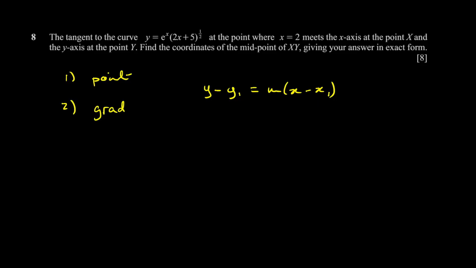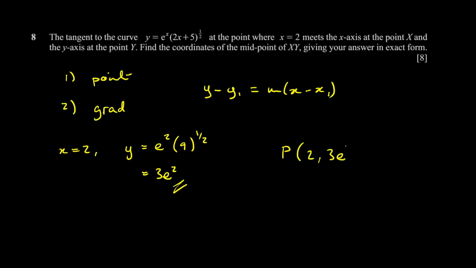So how am I going to get the coordinate point? Well, that should be fairly easy. I've just got to substitute x is equal to 2 into here. So let's do that first. When x is equal to 2, y is going to be equal to e to the power of 2, times 2 times 2, which is 4, plus 5, which is 9, to the power of a half. What's 9 to the power of a half? It's the same thing as the square root of 9, which is equal to 3. So we get 3e squared, right? So my coordinate, I'll call it point P, is (2, 3e squared). So we've answered the first part. We've got the coordinate point.